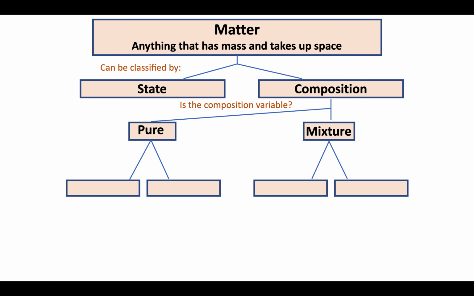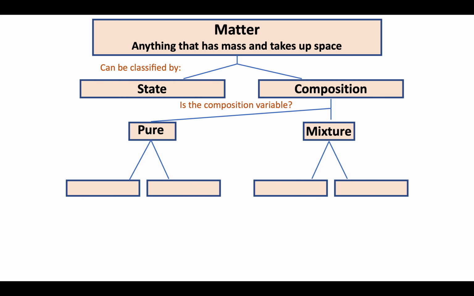And depending on our answer to that question, we can classify matter by composition as either pure or as a mixture. So if our answer to this question, is the composition variable, is no, it is not variable, it stays the same, then we have a pure substance. If the composition is variable, so if it can be different, then we have a mixture.